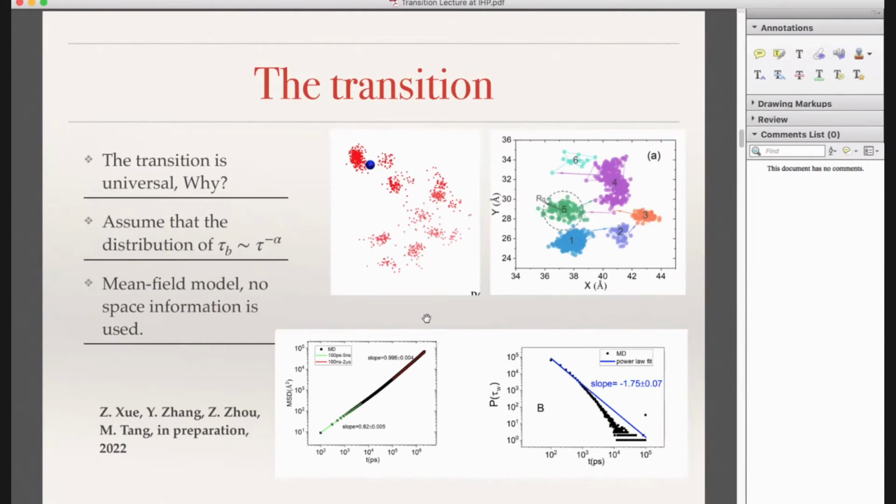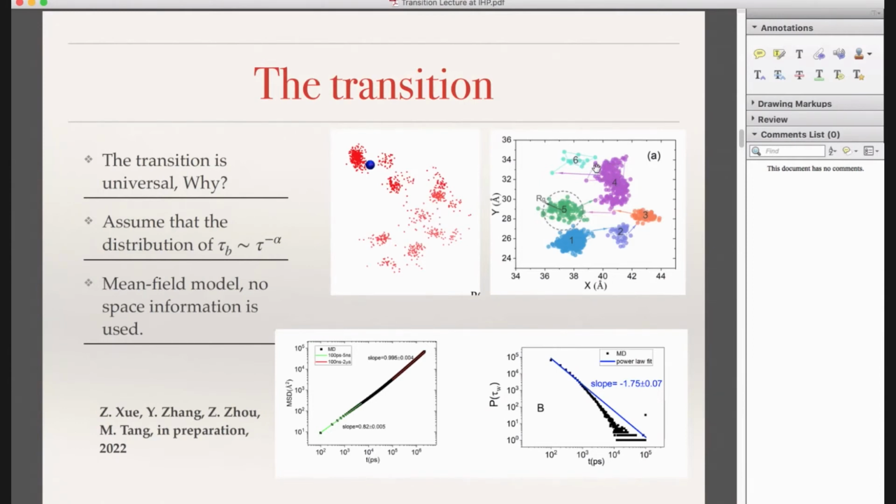Actually, the model I showed just now is just an empirical model. There's no information at all about what happens inside each of the sites, and also no information about the space. But in their experimental data, they are able to follow the trajectory of all the particles. So they have the information about what happens inside each site and at different places of the protein interface.